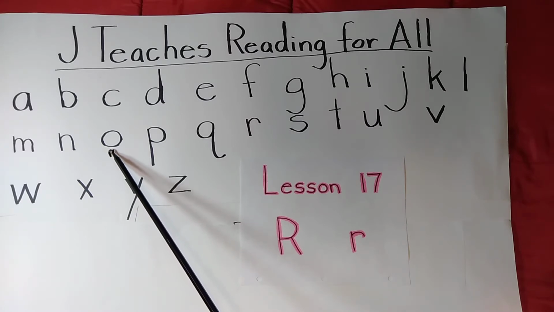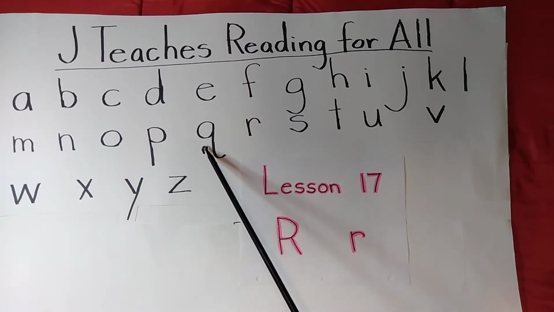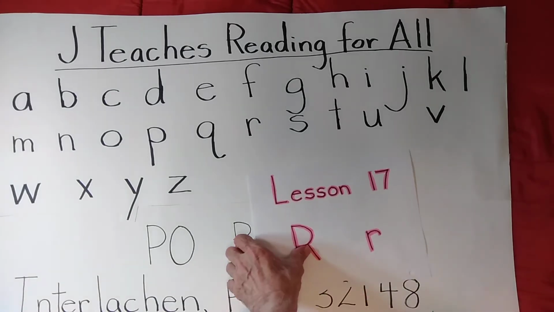O has two sounds. Octopus. Ostrich. P, pig. And Q, quarter.